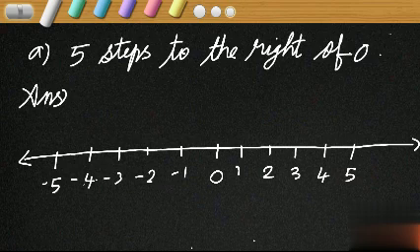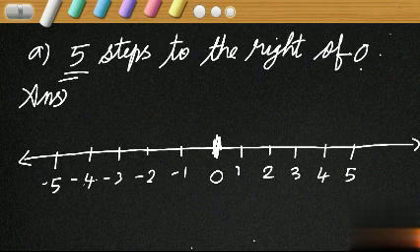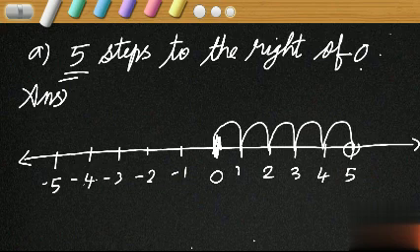problem. Okay, here they have given 5 steps to the right of 0. So we have to begin with 0. Why? From the right of 0, we have to mark 5 steps. We all know which is the right direction, isn't it? So 5 steps towards the right means from here we just start: 1 step, 2 steps, 3 steps, 4 steps, 5 steps.